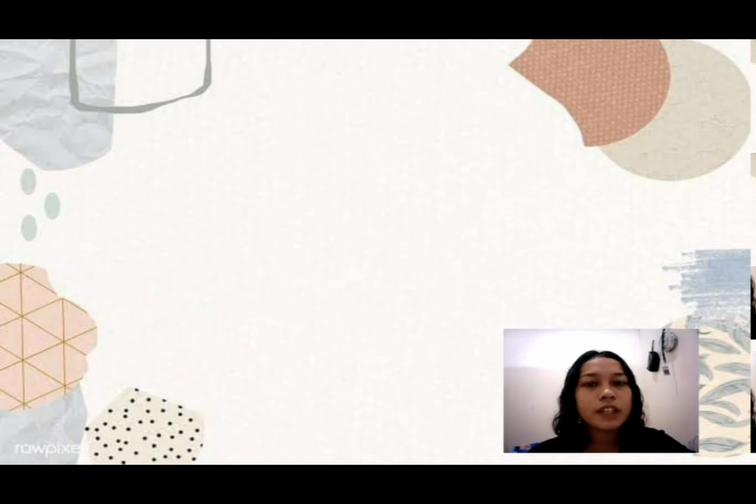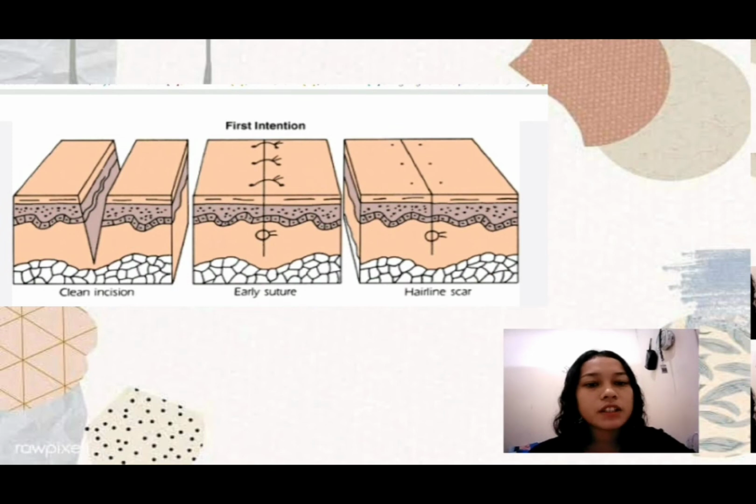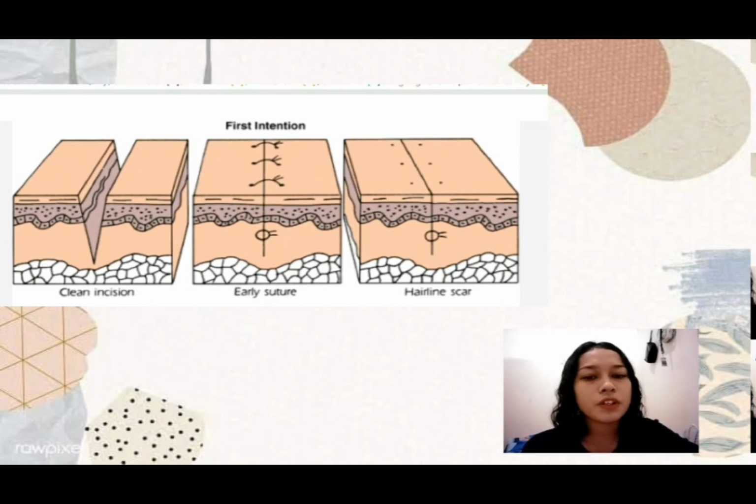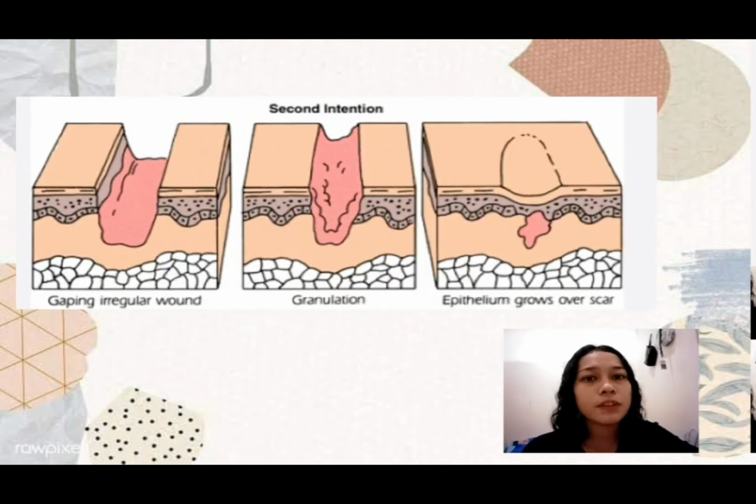And next we have the intention of wound healing. First intention healing, termed primary healing, is the healing that occurs when clean lacerations or surgical wounds are closed primarily with a suture. Next we have the second intention healing, a term for secondary healing.